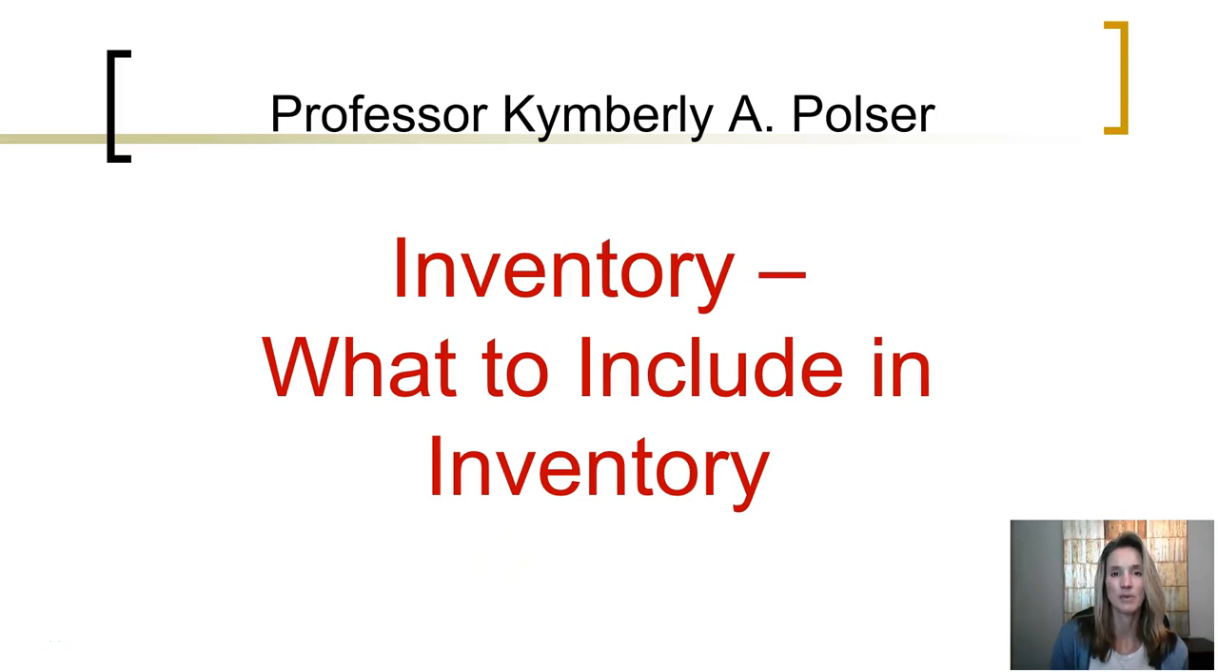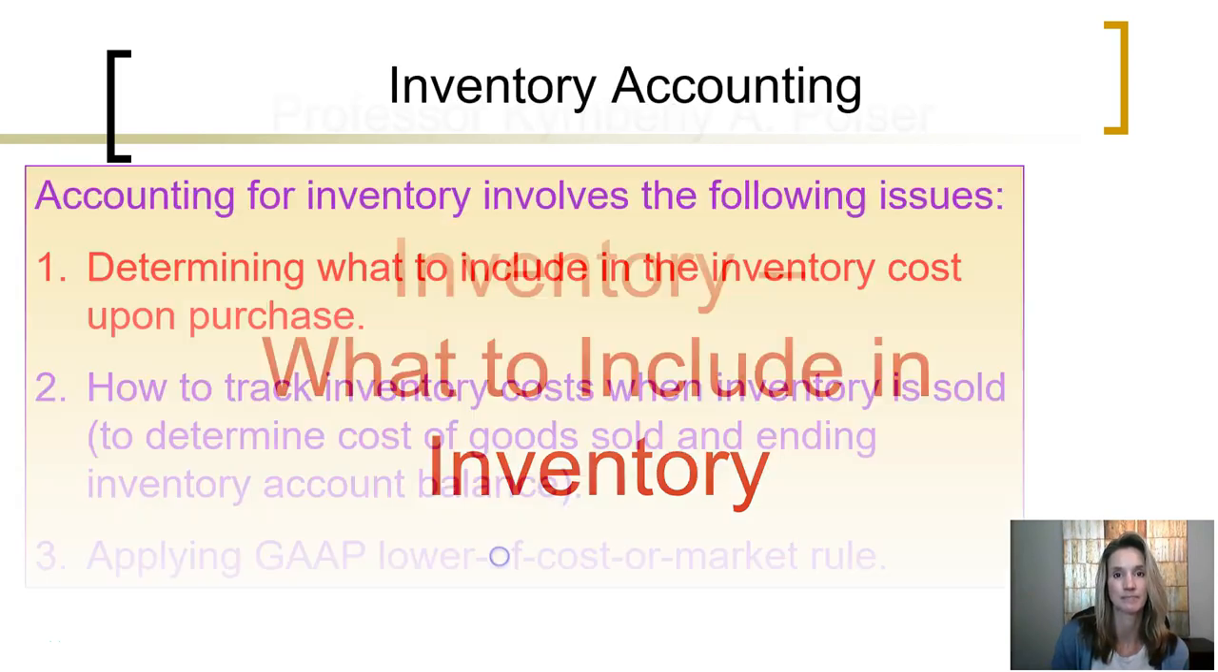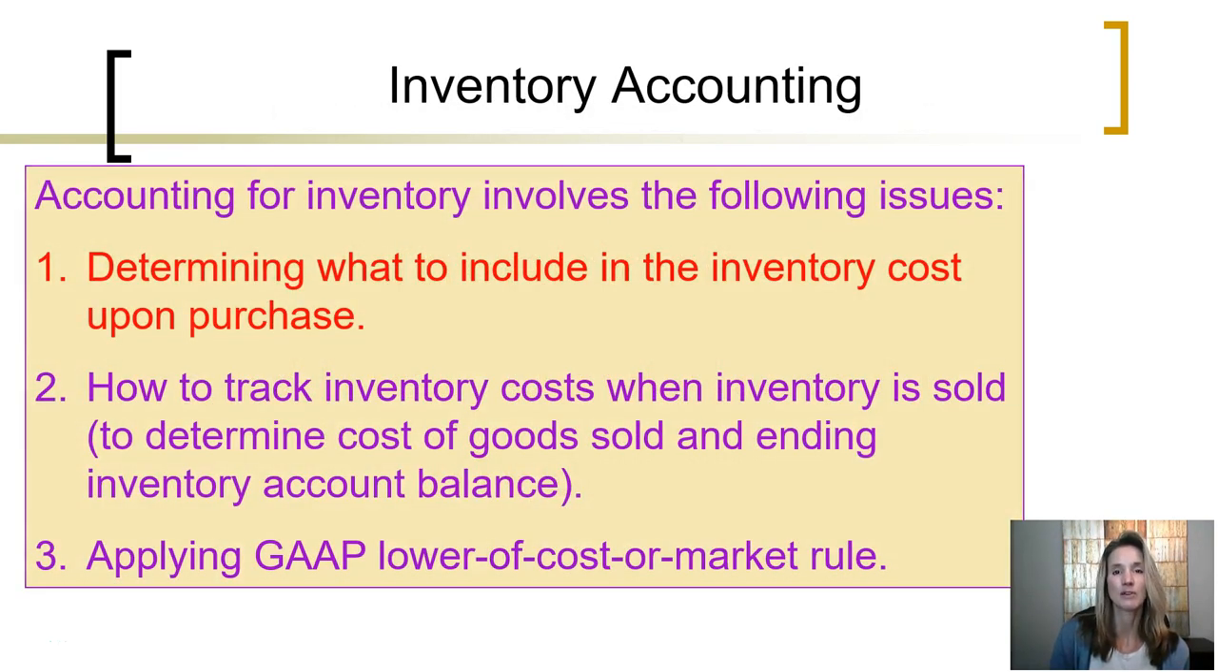In this segment, we will look at what inventory items are reported as an asset for a company. When we are looking at the accounting for inventory, there are three primary issues that we need to look at. The first is determining what is included in the inventory cost upon purchase.